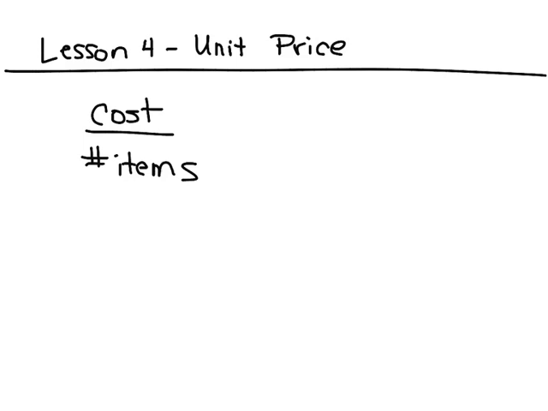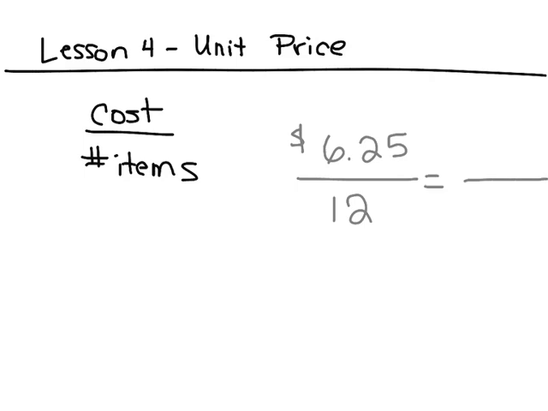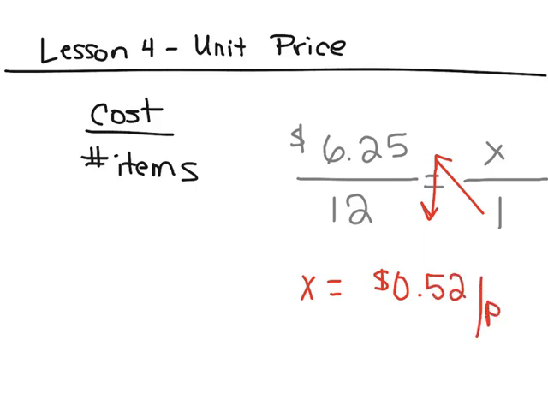Example 2, Rosa buys a package of pens for $6.25. There's 12 pens in the box. What's the unit price? If we wanted to set it up as a proportion, we know that there's $6.25 for 12 pens. We want to figure out the cost for 1 pen. So it's the same thing. You're going to cross multiply, so 1 times 6.25, which is 6.25, and divide by 12. That's how we can use this to find the unit price. So you take the dollar amount, divide by the number, and you get 52 cents per pen.